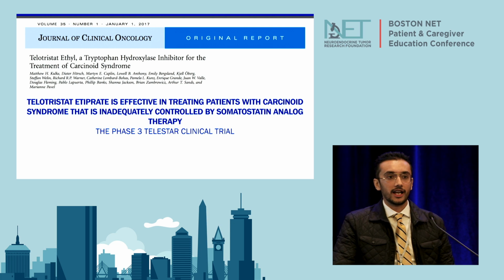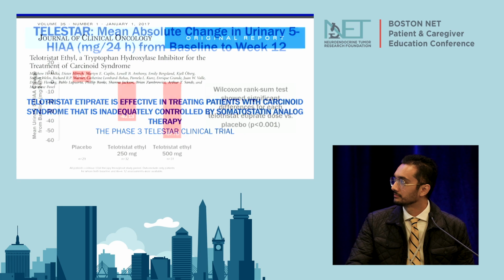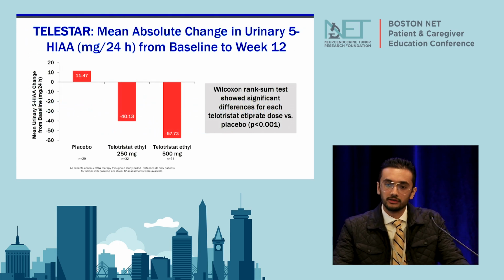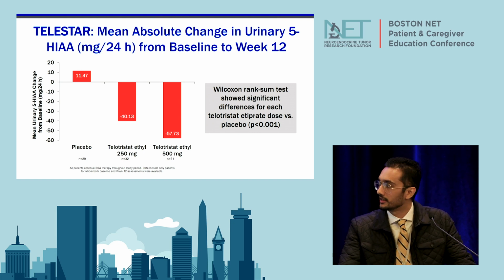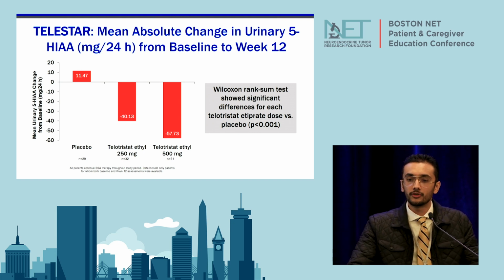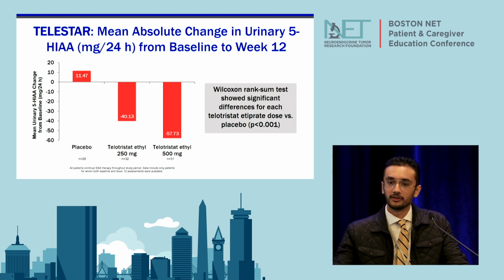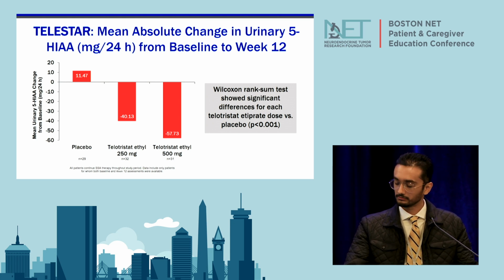This drug was evaluated in a large phase 3 international trial called the TELESTAR trial. And there were 3 arms in this trial, the placebo group and 2 varying doses of Xermelo, 250 milligram TID and 500 milligram TID. And what we were able to show in this trial was that by blocking this critical rate-limiting enzyme, you can actually reduce the serotonin production. And urinary 5-HIAA was a biomarker used to prove that point.